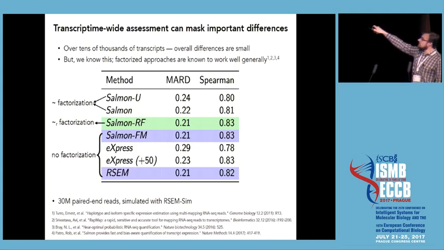The MARD is lower in our range factorization, and the correlation is higher. It's not a huge difference, but it does recover what we sort of saw with RSEM. And so we were interested in why this might not be so huge, at least given what we saw in our small-scale sample. One potential reason is there are tens of thousands of expressed transcripts in this experiment.